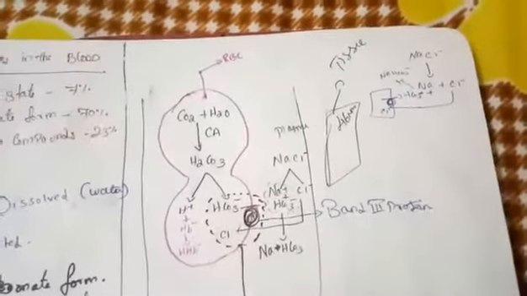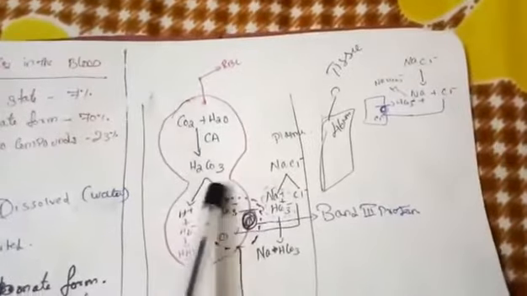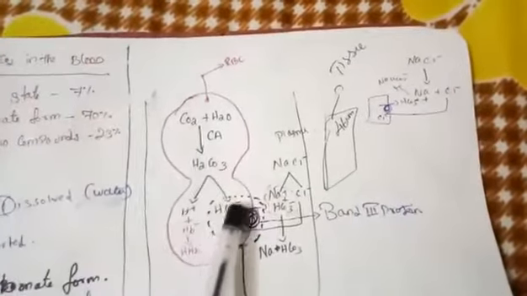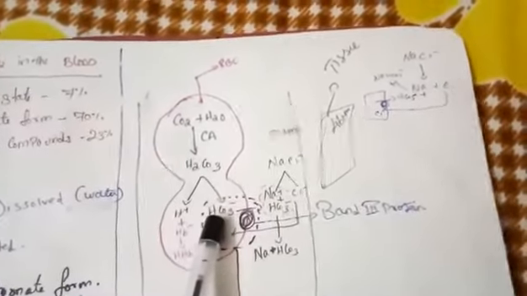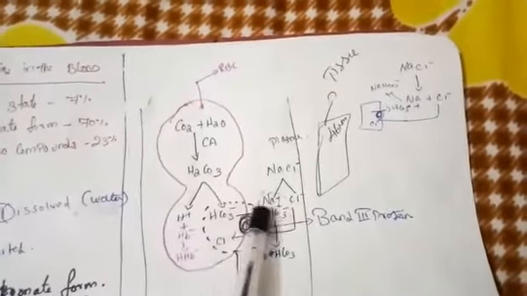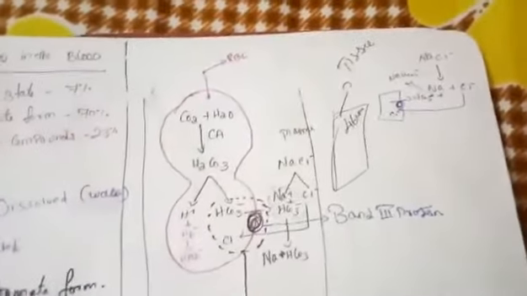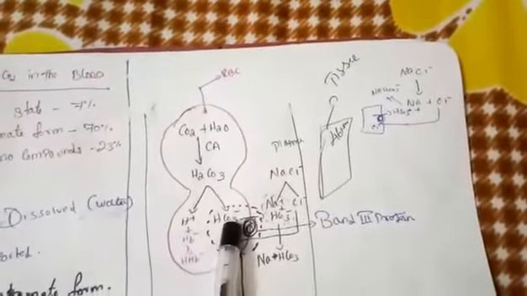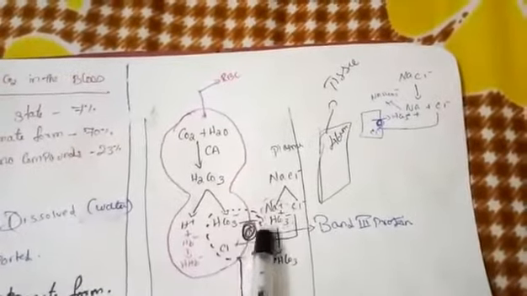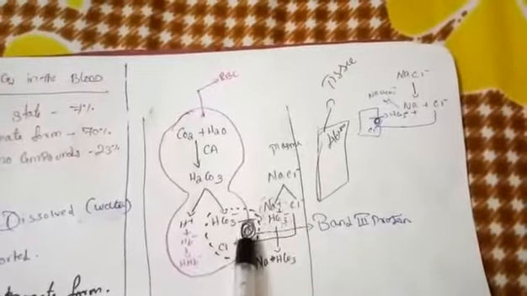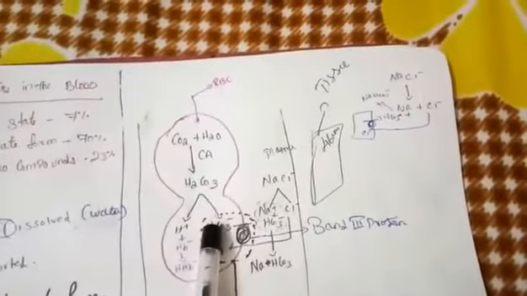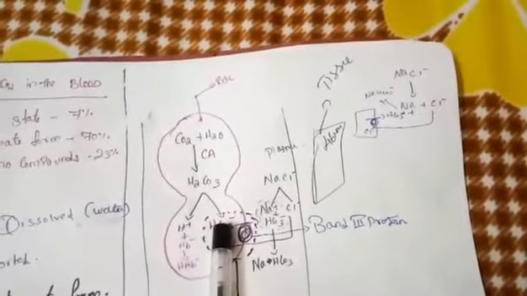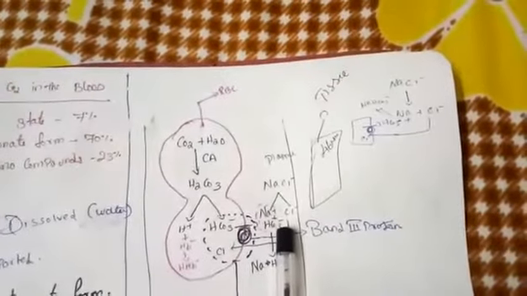We already studied that bicarbonate is formed. This HCO3 is called bicarbonate. Now this bicarbonate is formed inside the RBC, and it will be diffused from the RBC into the plasma. How? Once the concentration gradient of bicarbonate increases, it is automatically transported with the help of the band 3 protein, which transports the bicarbonate from the RBC into the plasma.